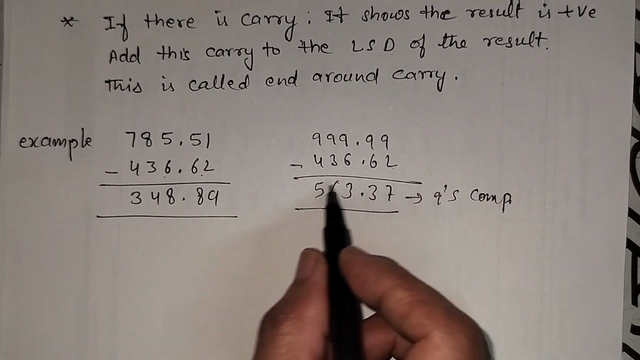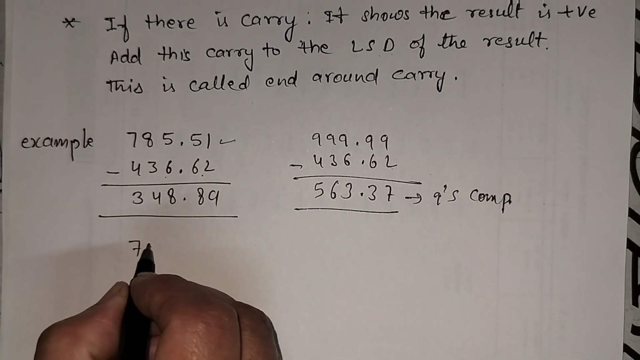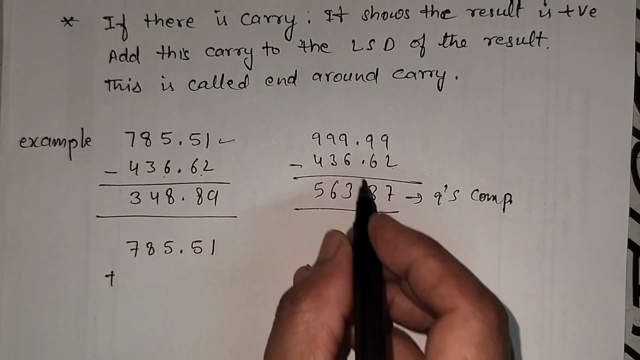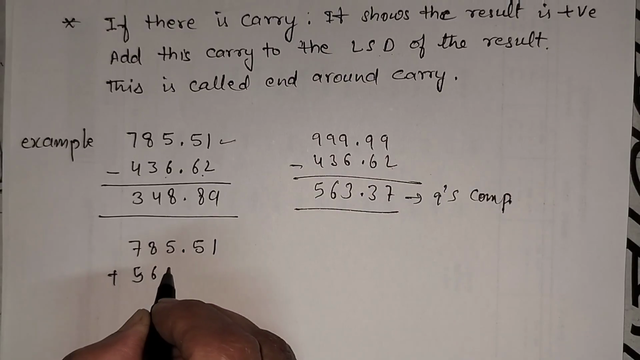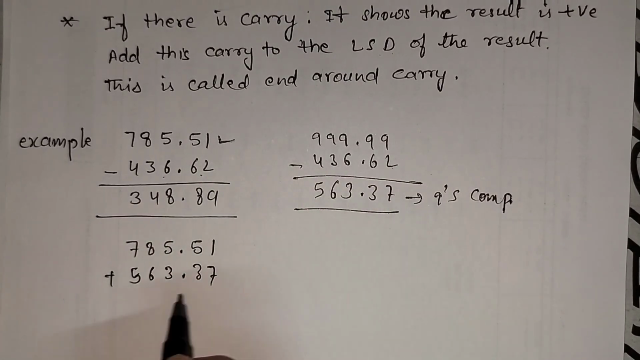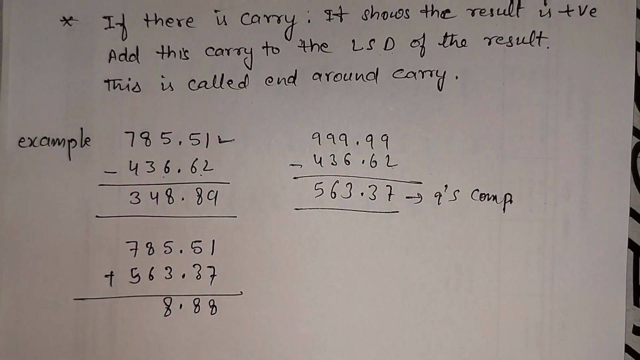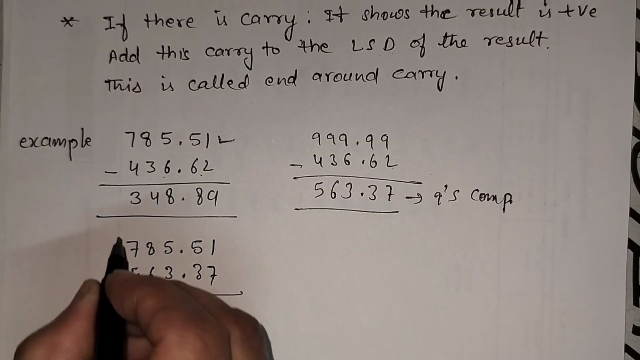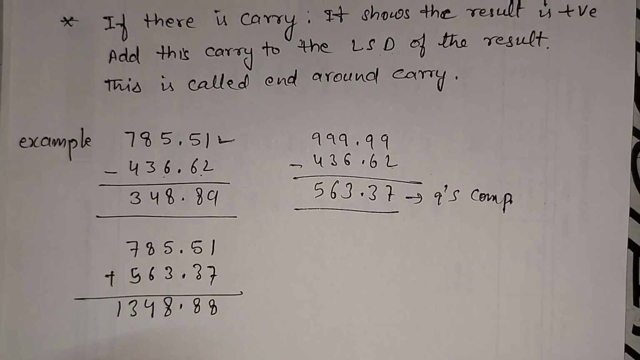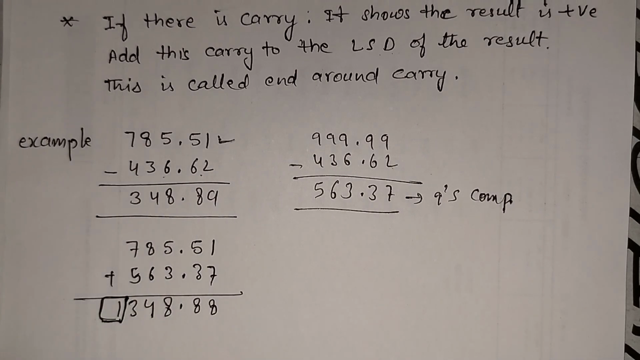Now we will add this 9's complement to this minuend. So, this is 4 and this is 13. We can see here there is a carry. This is carry. This carry shows that the result is positive.